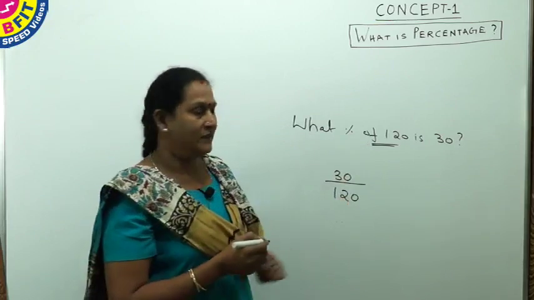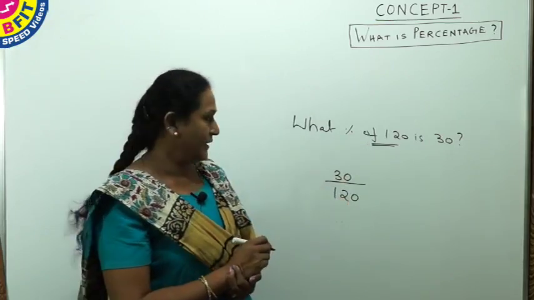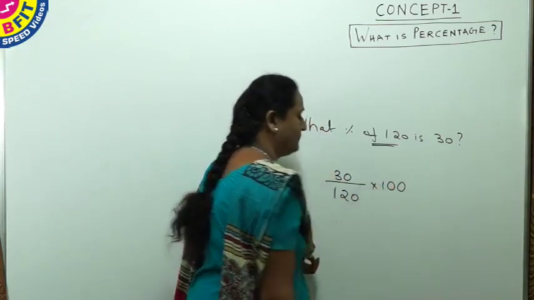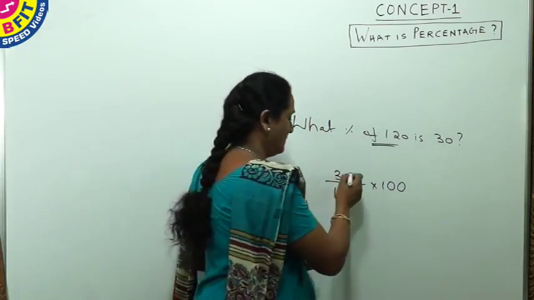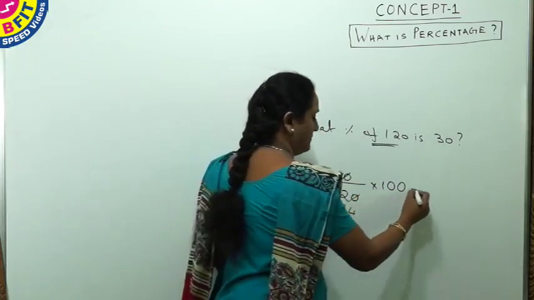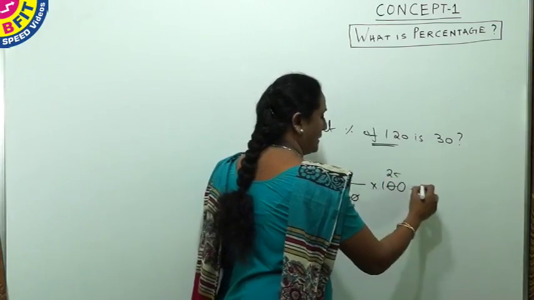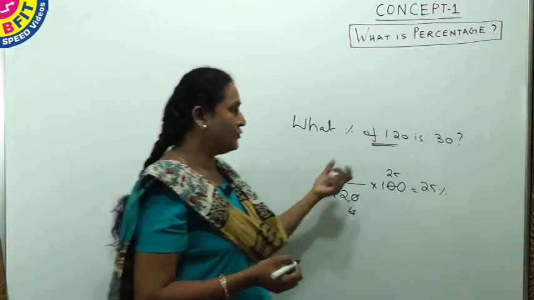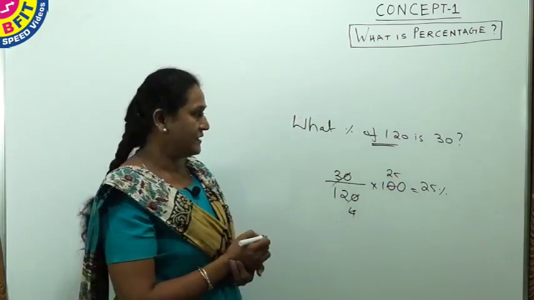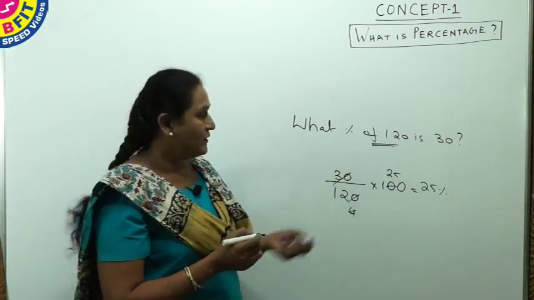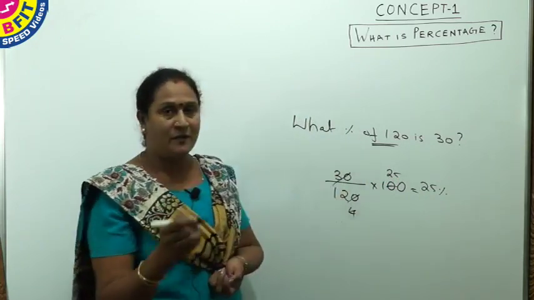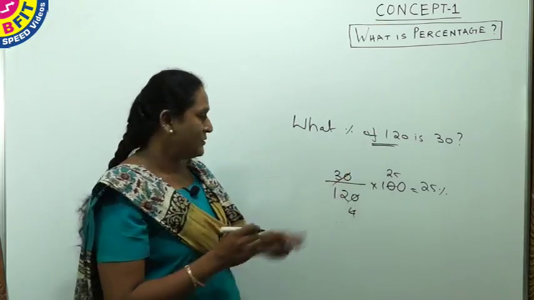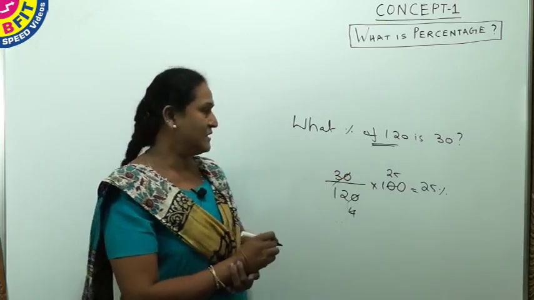So now we have to find 30 is what percent of 120, into 100. Cancelling this, the required percentage is 25%. Here two values are given and we are asked to find 30 as a percentage of 120. Remember, the one which comes after "of" you write in the denominator, so that will be the base. Based on this you can find the percentage.